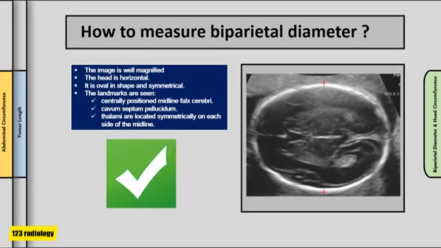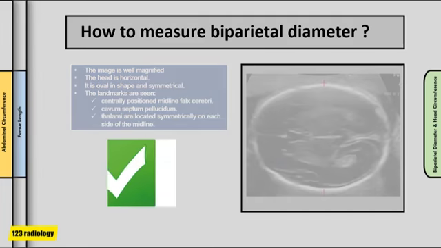This is an example of correct estimation of biparietal diameter. As you can see, the image is well magnified. The head is horizontal, oval in shape and symmetrical. The landmarks are seen clearly. The falx cerebri is centrally positioned and appears as a continuous midline echo. The midline echo is broken anteriorly at 1/3 of its length by the cavum septum pellucidum. The thalami are located symmetrically on each side of the midline. The calipers are placed so that the intersection of the calipers is on the outer border of the bones, outer to outer.